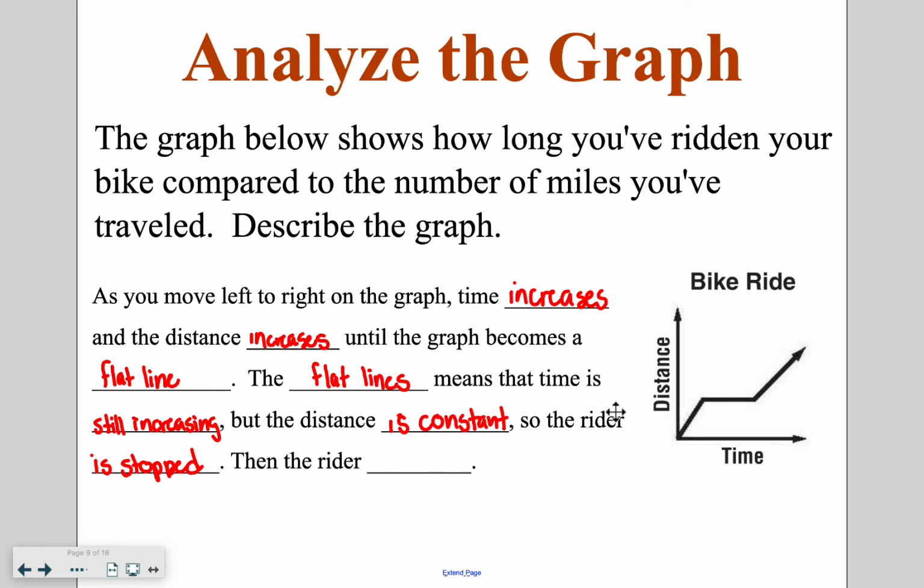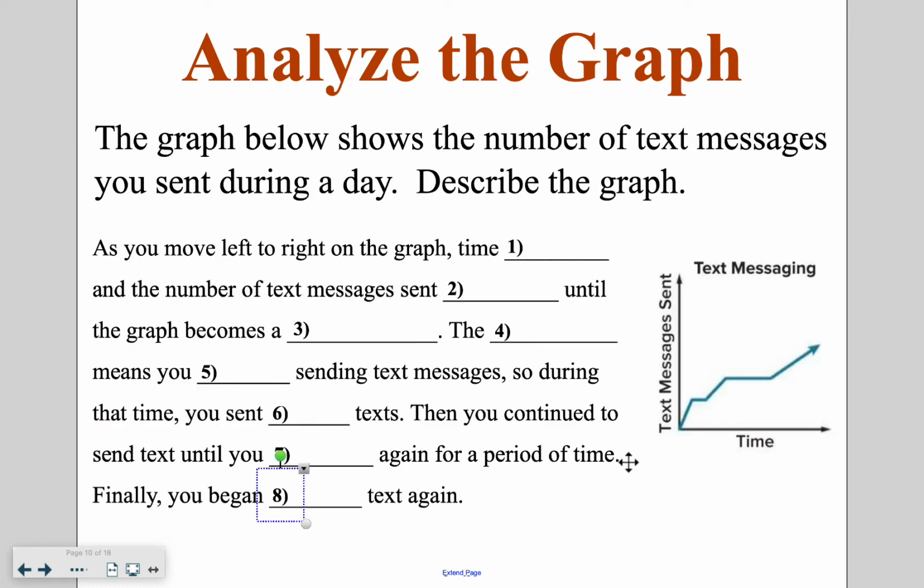Then, as we look at the last piece, the rider continues moving forward. So they continue their distance. So we want to be able to look at the different segments of the graph and determine what's happening. Go ahead and try this one on your own, filling in these different blanks with words that would appropriately describe the graph.